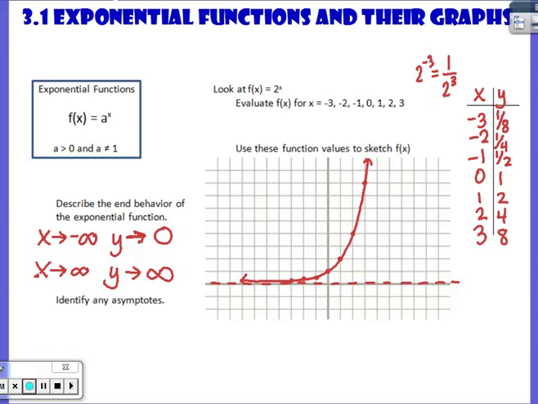Identify any asymptotes. I think we just talked about how it has a horizontal asymptote. What's the equation? Good. Y equals 0. Yep, that dotted line I drew is y equals 0. How about a vertical asymptote? It kind of looks right now like there could be a vertical asymptote, but if you think about it, there's not really any number that we couldn't use as a power.